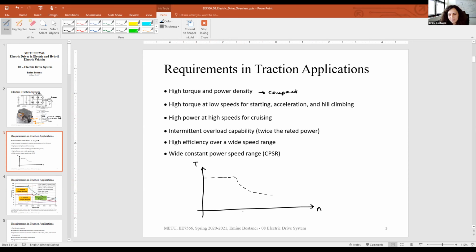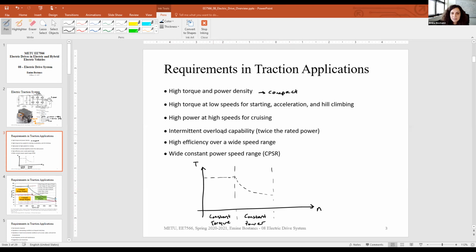So basically, as we have discussed many times, you need such a characteristic. Here is the constant torque region, and here is going to be the constant power region. Constant power is not going to be perfectly constant, but we can make it close to constant. This is the constant torque region, and here is for the high speed operation, and here is for the acceleration. And moreover, the vehicles need an intermittent overload capability.